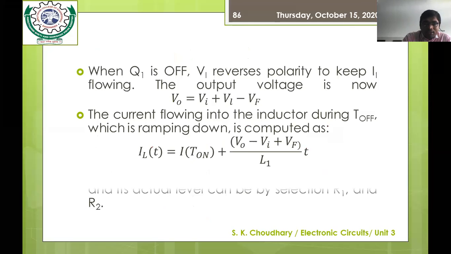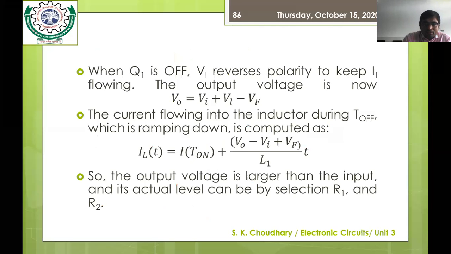This is some of the voltage and current equations that I have mentioned here. You can see that V naught is Vi plus VL minus Vf, and Vf is the cut-in voltage across the diode, maybe 0.6, 0.7 volt depending upon silicon. Okay, so it would always be greater than the Vi. So output voltage is always larger than the input, and its actual value would depend upon the value of R1 and R2 that we have shown in the first circuitry of the boost converter.